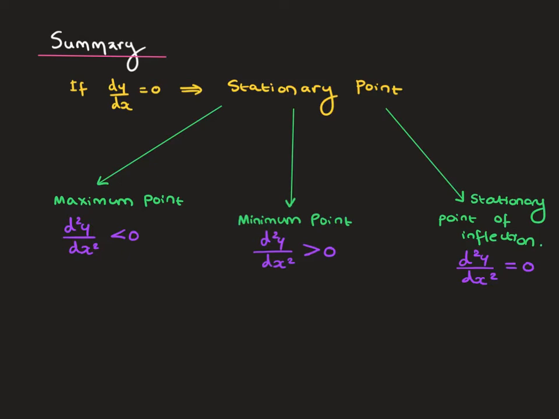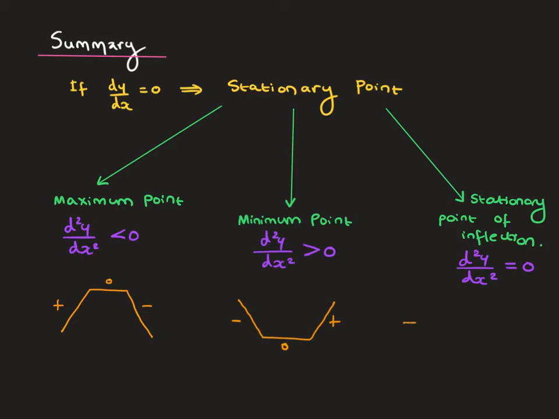We can also use our knowledge of dy by dx at either side of a stationary point to identify which type of stationary point it is. So, for example, for a maximum point, we know the gradient is 0 at the maximum point. Before the maximum point, the gradient must be positive. After the maximum point, the gradient must be negative. This is reversed for a minimum point. At the minimum point itself, the gradient is 0, but before the minimum point, the gradient is negative. After the minimum point, the gradient is positive.